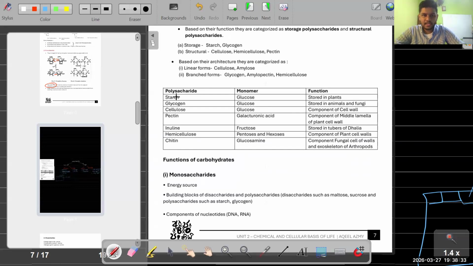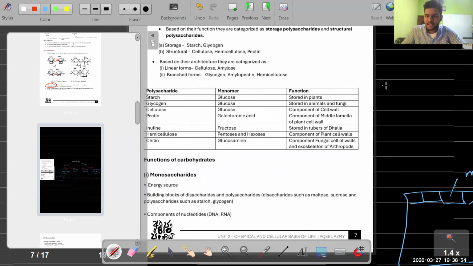Now, if you see, starch monomer is glucose, which means glucose combines to form starch. A collection of glucose will be combining, forming a starch. Let's see the function of starch. Starch is found in plants, storing glucose. Now, in plants, starch stores glucose. Can you see? Starch stores glucose.